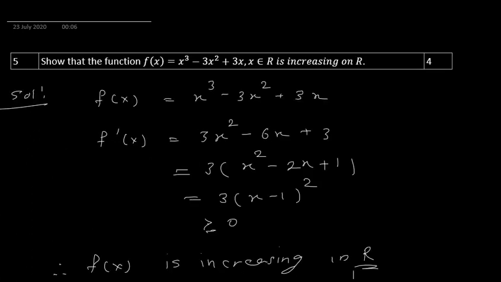And the last question is that I have to show that this function is increasing on the real numbers. So if f dash x is greater than 0 for all values of real numbers, then I will say that this is an increasing function. Here this is greater than 0, you can say that for all, this is the symbol for all, for all x belongs to real numbers. So therefore f(x) is increasing in real numbers, right?